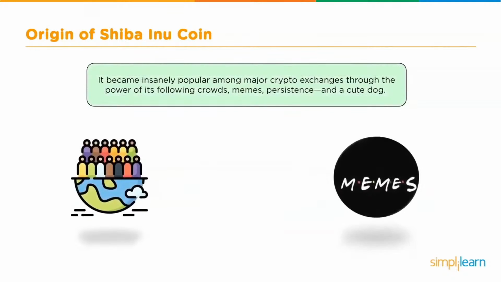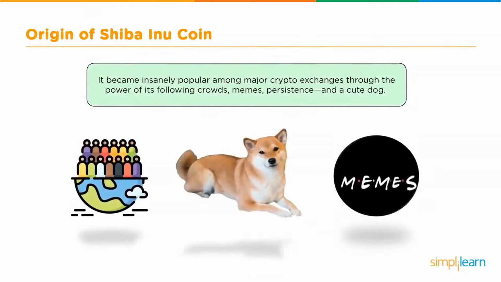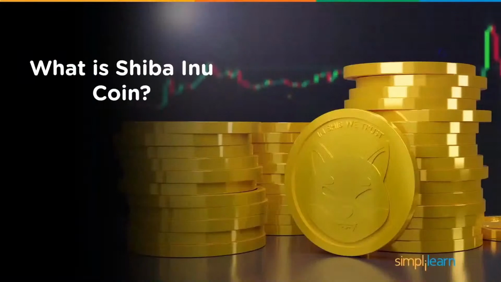It feels like the Shiba Inu coin was willed into existence and is now insanely popular among major crypto exchanges through the power of its following crowd, memes, and a very cute dog. Now we know how it originated, so let's have a look at what is Shiba Inu coin.